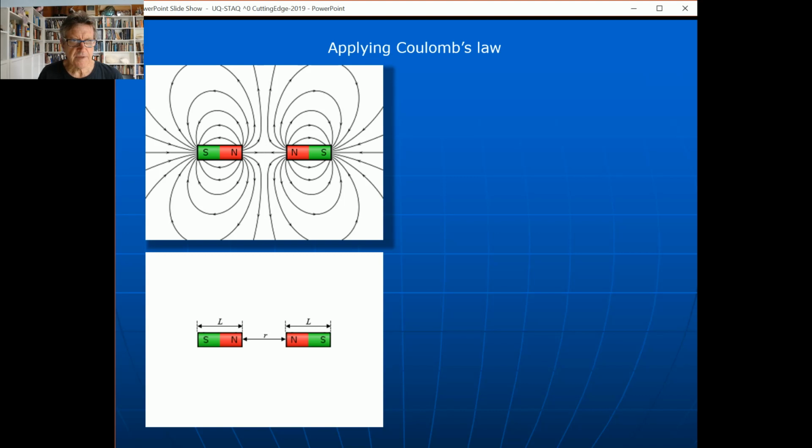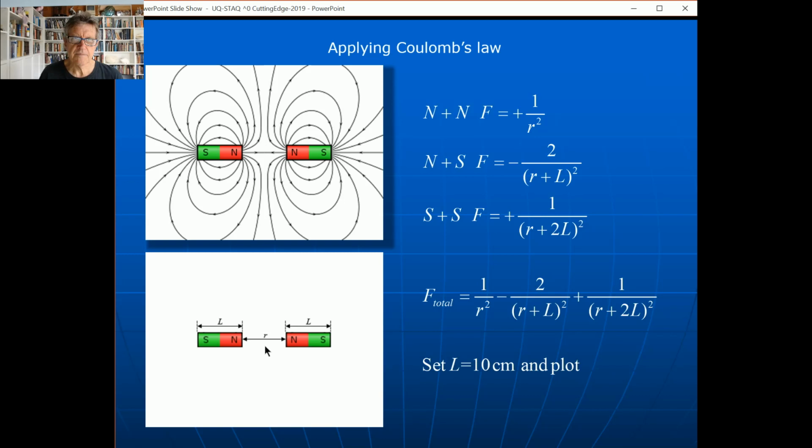So here are some of the parameters you've got. You've got now the R distance is the separation distance between the two magnets, and then you've got the length of each magnet. Now I had about 8 centimetres for the length for both of them, and the R distance I went from about 5 centimetres down to 0.3 of a centimetre. Now what you can do is look at the forces, just apply Coulomb's law in different ways.